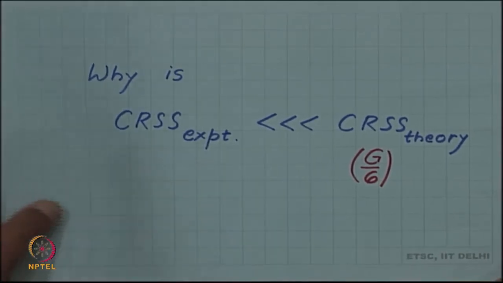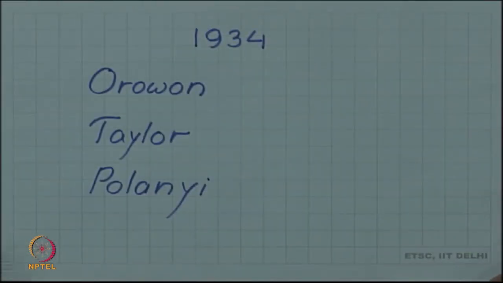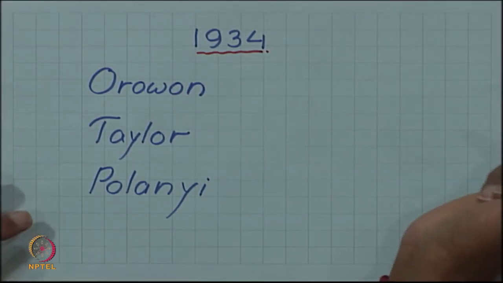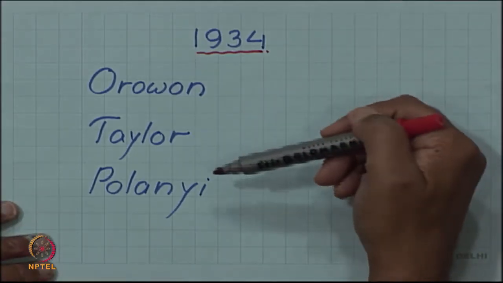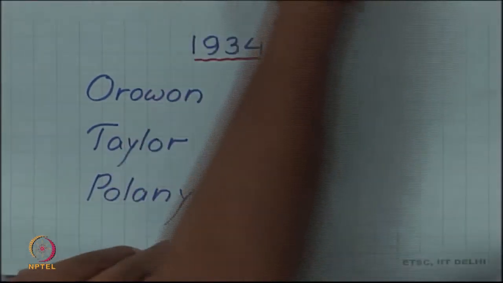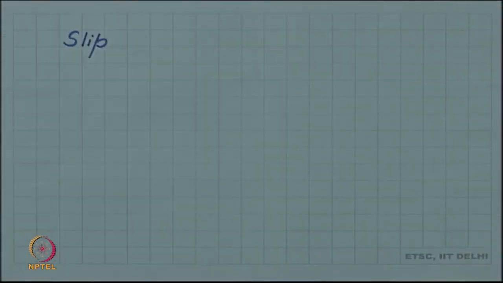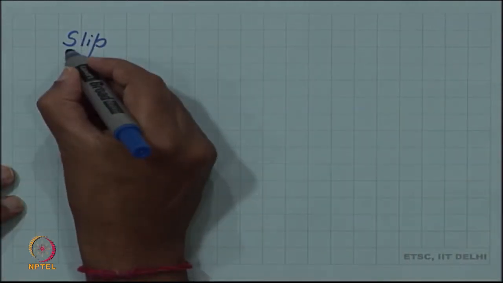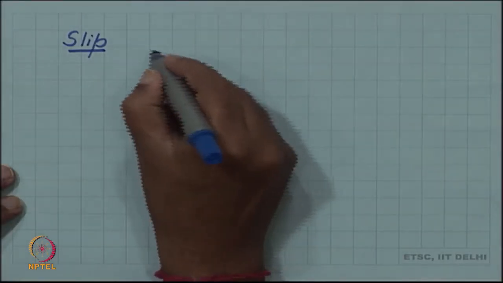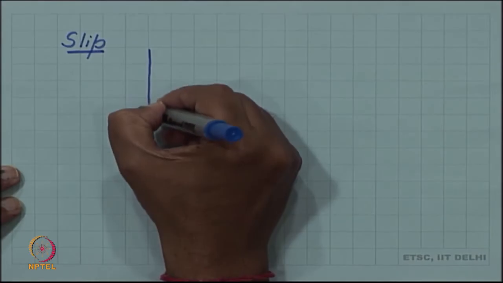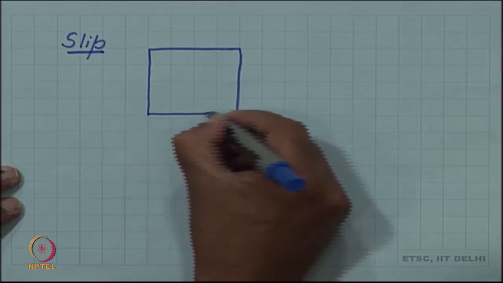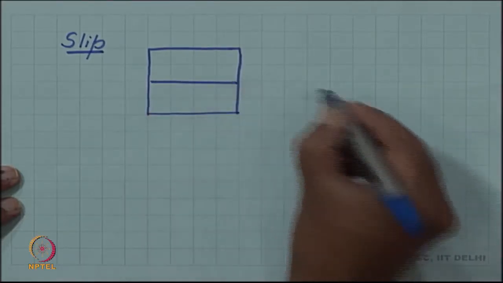So, what was the solution? The solution came in 1934 independently by 3 different scientists, Orowan, Taylor and Polanyi, and all of them finally proposed that the slip which is happening, this was agreed upon, that the deformation is happening by slip, and the picture of slip was that one part of the crystal slides over the other part.